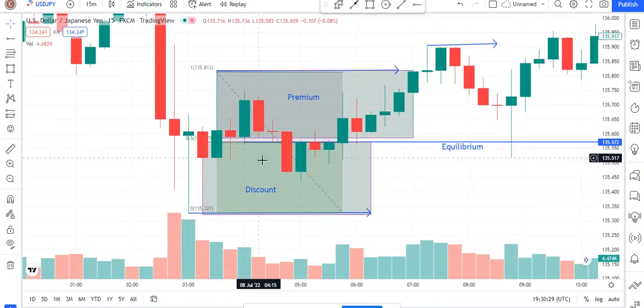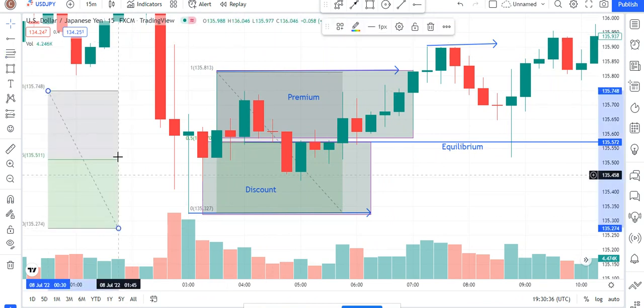The Fibonacci is divided into two equal parts. When you draw your Fibonacci, this rectangle is equal to this rectangle in area. So they're equal. The top part is a premium, the down part is a discount. Anytime you want to buy, you are looking to buy at the down part, which is the discount. But anytime you want to sell, you are looking to sell at the expensive part, which is the premium. So that's just the difference.